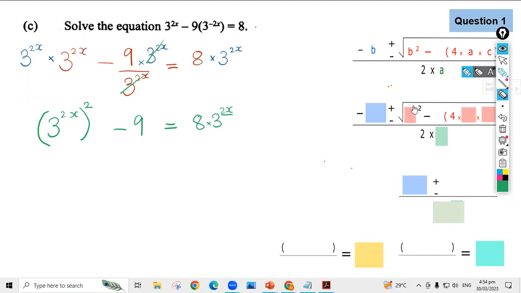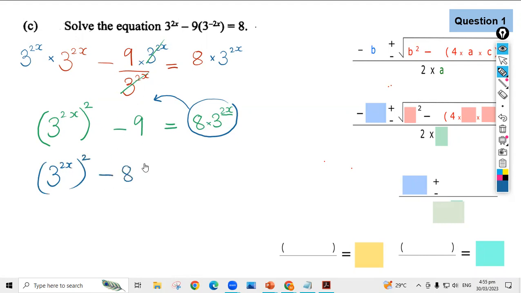All right. Now, what we're going to do now, we're going to throw everyone on the same side because believe it or not, this is going to boil down to a quadratic. So we have 3 to the power 2x squared, throw across the 8, you'll get -8. You can probably put this as 3 to the power 2x in brackets. So it will look a little bit neater. -9 is equal to 0.